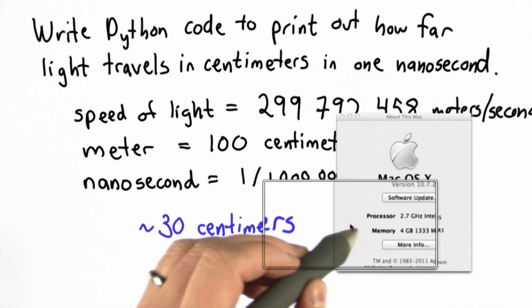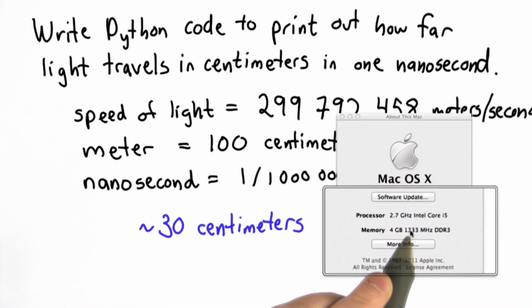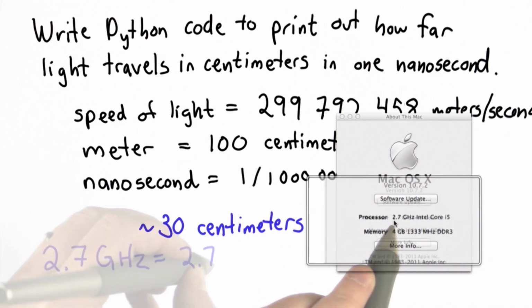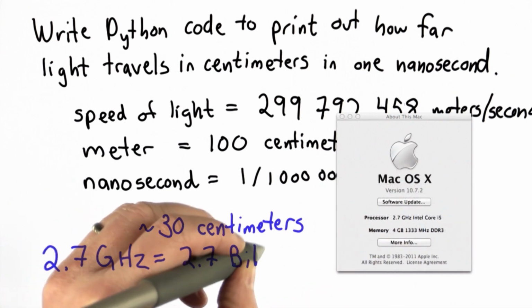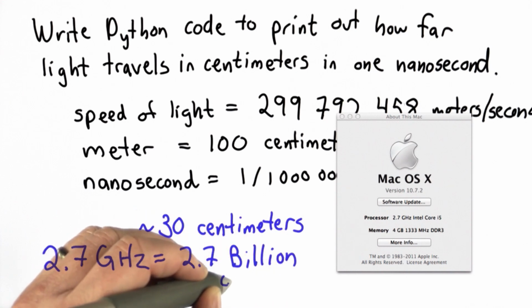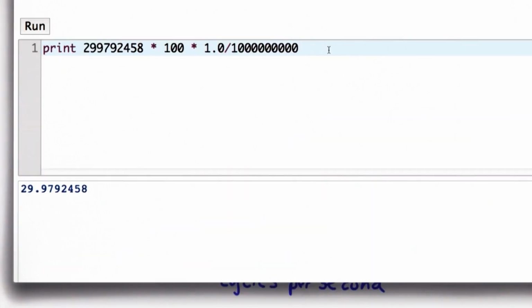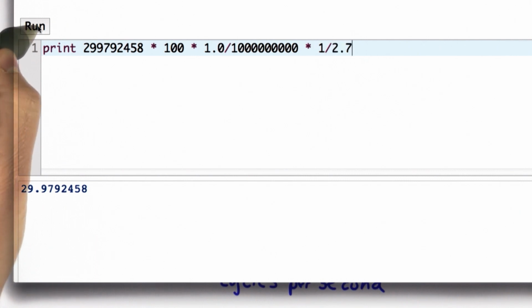And if you zoom in a little bit, you can see that it says we have a 2.7 GHz Intel Core processor. GHz stands for gigahertz, which means we can do 2.7 billion cycles in each second. So that means the time we have for one cycle is actually less than a nanosecond. You can think of a cycle as the time the computer has to do one step. So it does one step 2.7 billion times in a second. That means the time for each cycle is 1 divided by 2.7 nanoseconds.